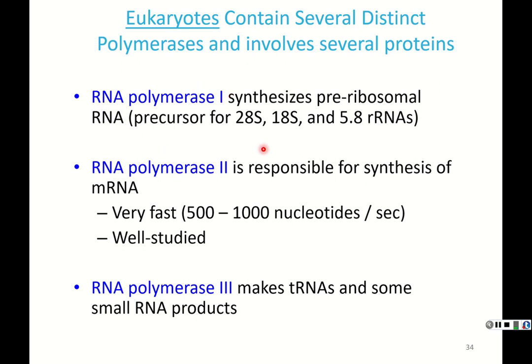RNA polymerase 2 is responsible for the synthesis of messenger RNA. So probably in this class, this is the one that we'll be talking mostly about in terms of eukaryotic cells. Okay, it's very fast. It can do 500 to 1,000 nucleotides a second, very well studied. And then RNA polymerase 3 makes the transfer RNAs, and some other small RNA products. Again, transfer RNAs we'll be talking about more when we talk about translation.